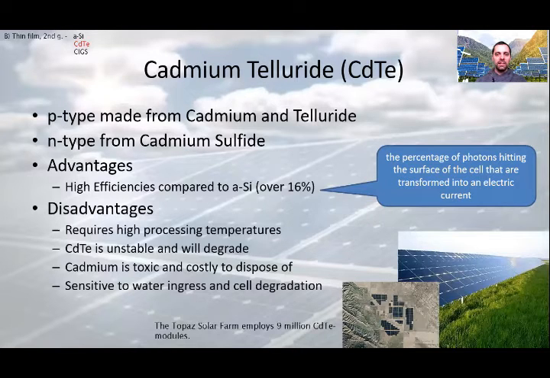There is also a disadvantage that it requires high processing temperatures. Cadmium telluride is unstable, therefore it will degrade faster, and is especially sensitive to water ingress.